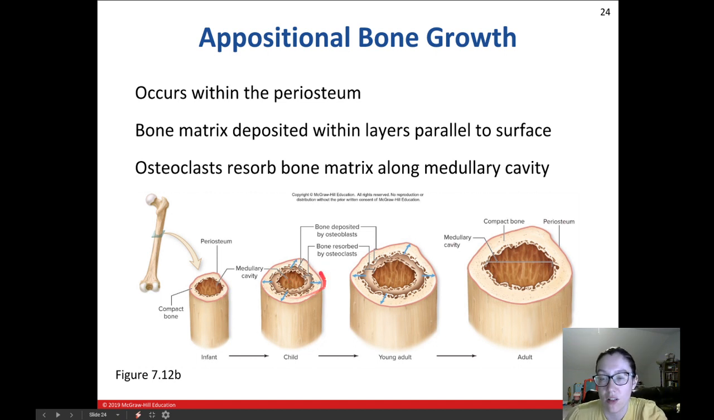So we have some osteoclast activity, and this is going to be lining the medullary cavity. And remember, that's lined by something called the endosteum, and the endosteum has also got those osteoblasts and osteoclasts and osteoprogenitor cells. On the endosteum, though, the osteoclasts will be a little bit more active, and we're going to be resorbing some of that bone. And so as we can see, we have this small little infant bone, gets larger and larger and wider, and eventually becomes this adult bone, with a larger medullary cavity.